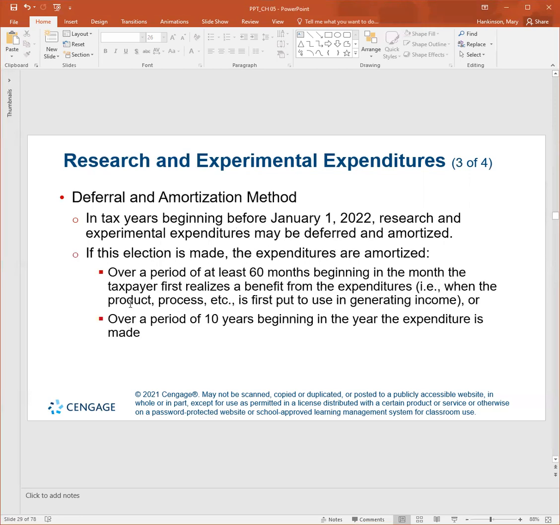Deferral and amortization method. Alternatively, in tax years beginning before January 1st, 2022, research and experimental expenditures may be deferred and amortized. If this election is made, then the expenditures are amortized: one, over a period of at least 60 months, beginning in the month the taxpayer first realizes a benefit from the expenditures; or two, over a period of 10 years, beginning in the year the expenditure is made.